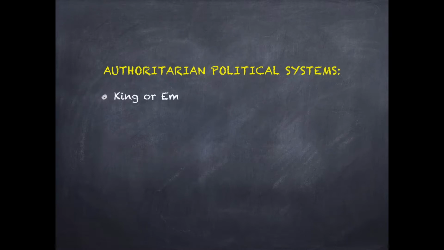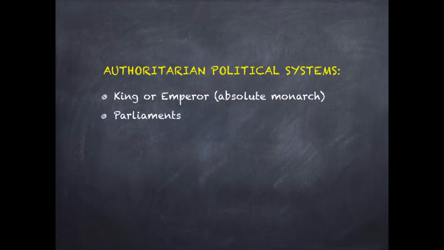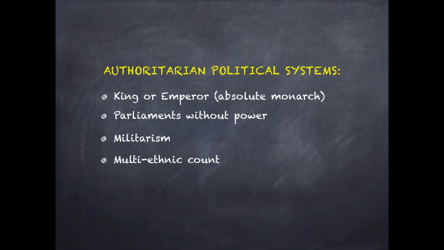The ruler was a king who had all the power. If parliaments existed, they had no power at all. Militarism was usual. These countries used to be multi-ethnic countries, such as the Russian Empire, the Austro-Hungarian Empire, or the Ottoman Empire. And people living in these countries had few individual rights.